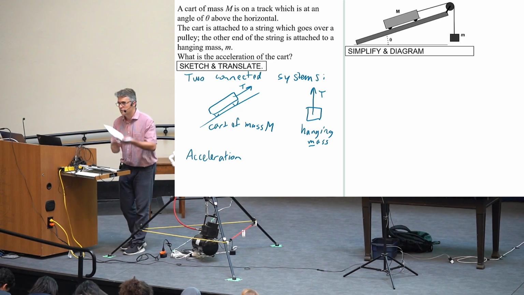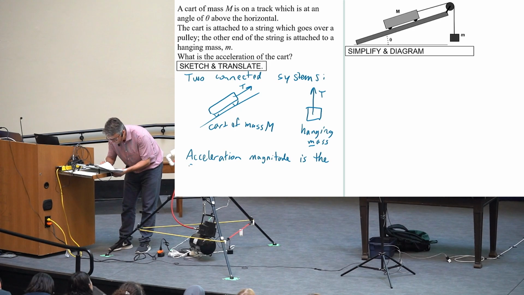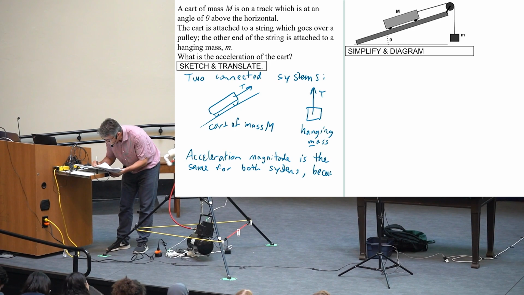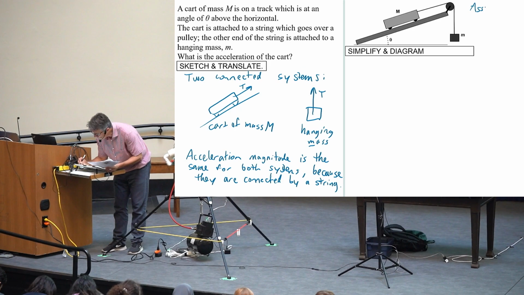Acceleration magnitude, that's called an acceleration constraint, is the same for both systems, because they're connected by a string that doesn't stretch or something. Okay. I am going to, I guess, assume there's no friction on the cart. So that'll simplify that diagram on the cart.